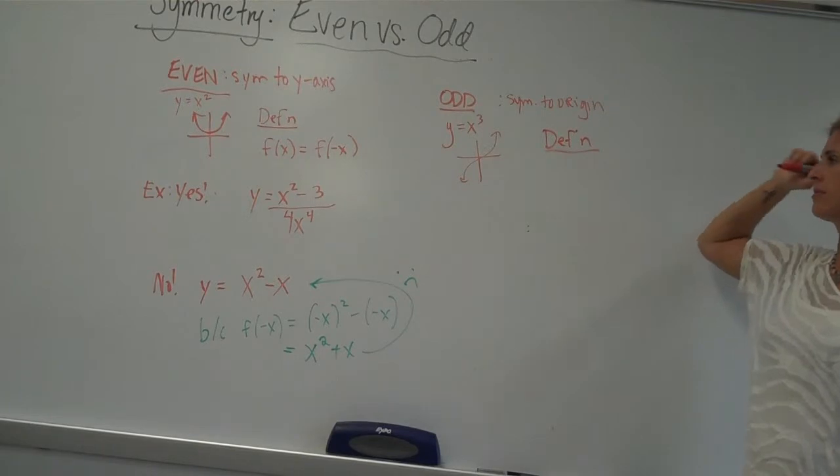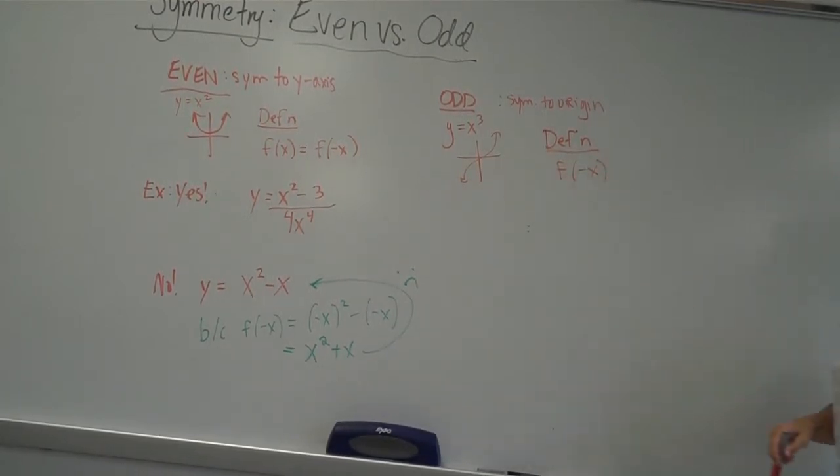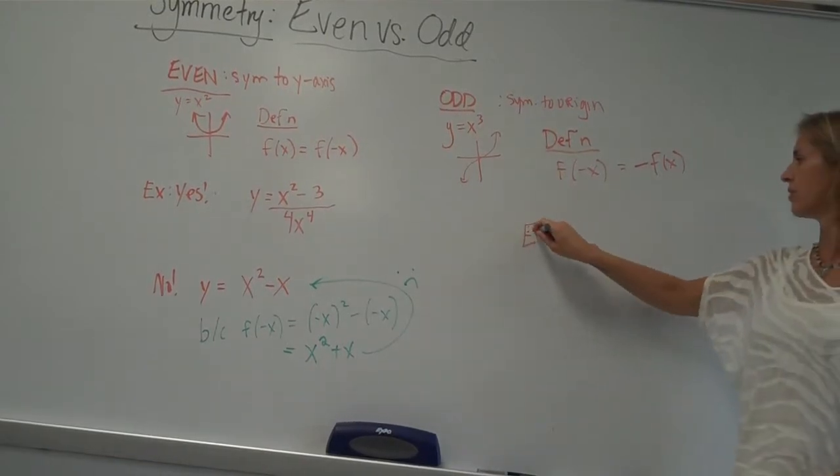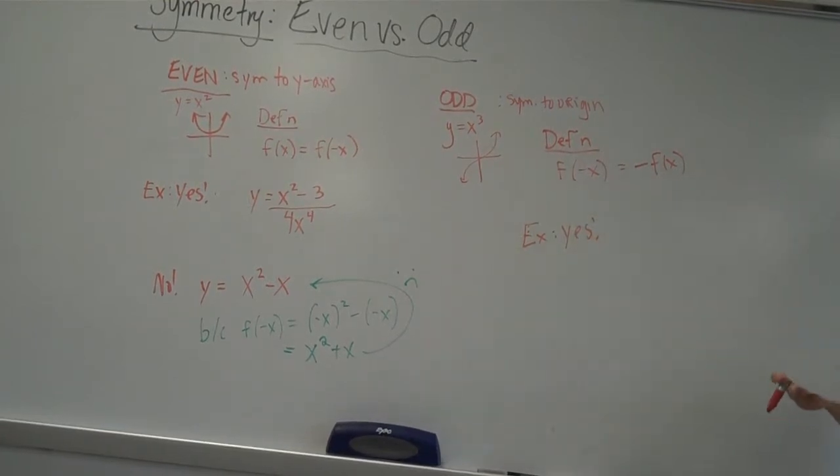By definition, if something is odd, it means if I replace every x with a negative x, it's not that I get the original, I get the opposite of the entire function. So an example of something that, yes, is odd.